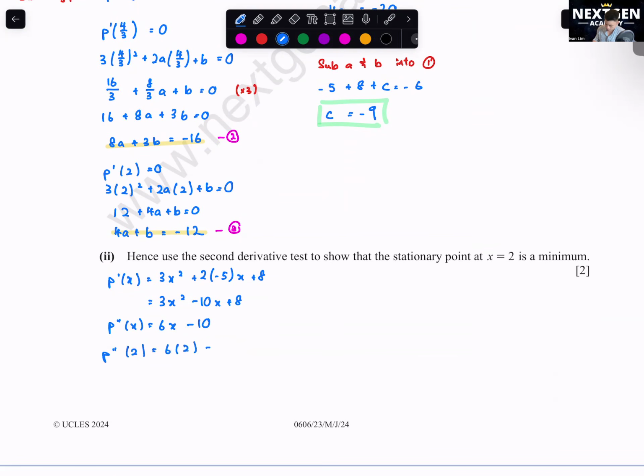Then we're going to substitute 2 into it. 6 times 2 minus 10 will be equal to positive 2. Okay, all you need to write for the statement is like that: 6 times 2 minus 10 is equal to 2. It is more than 0. And you can write, therefore, minimum.